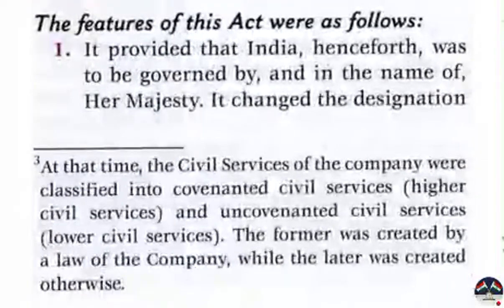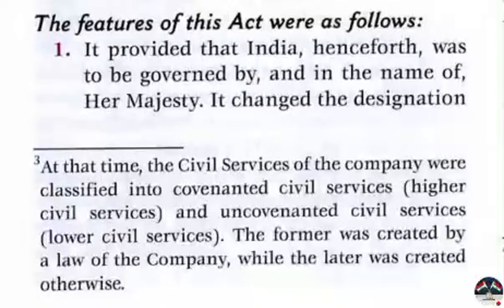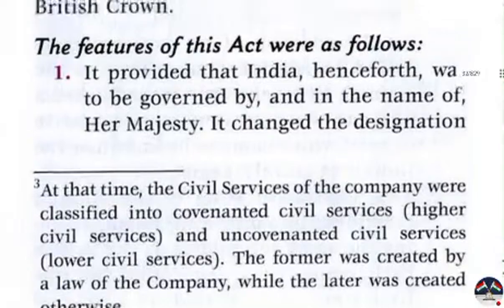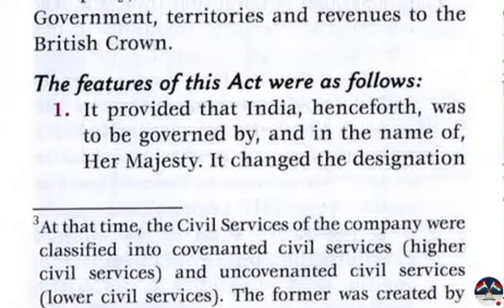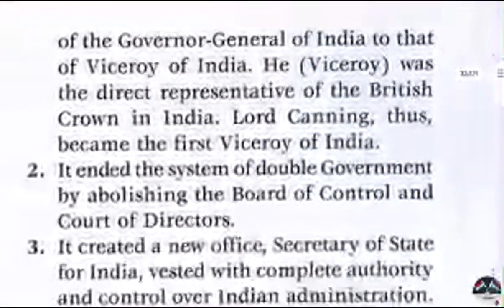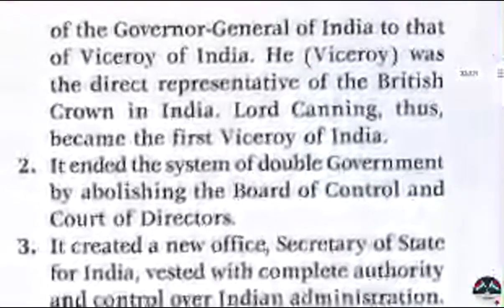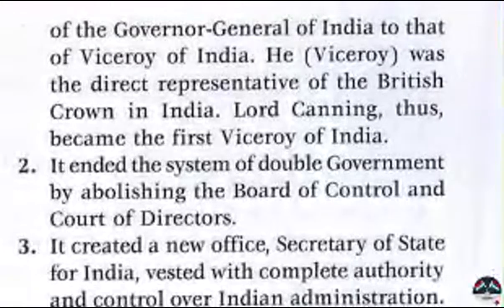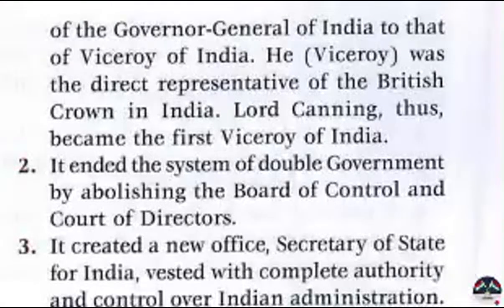The features of this act were: firstly, it provided that India henceforth was to be governed by and in the name of Her Majesty. It changed the designation of Governor General of India to that of Viceroy of India. The Viceroy was the direct representative of the British Crown in India. Lord Canning thus became the first Viceroy of India.